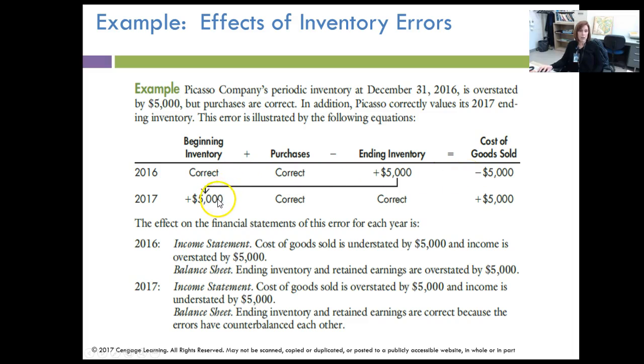But now we get to beginning inventory, which is now going to be overstated by $5,000. Purchases will be correct, and the ending inventory is corrected, but the cost of goods sold will be overstated by $5,000.